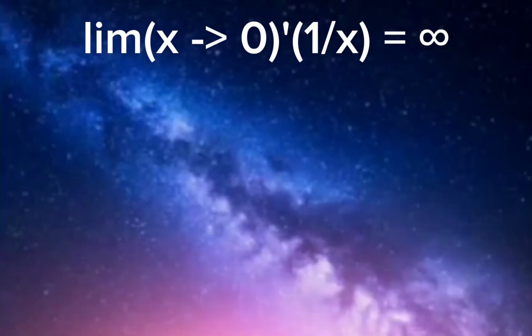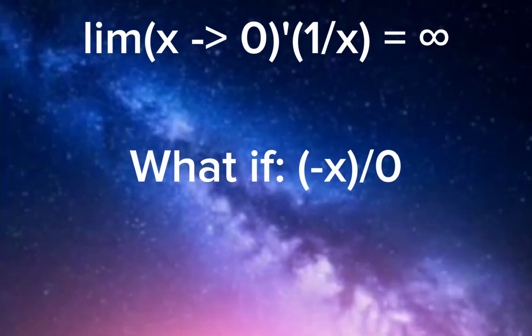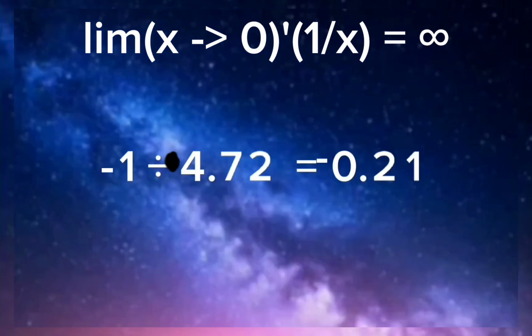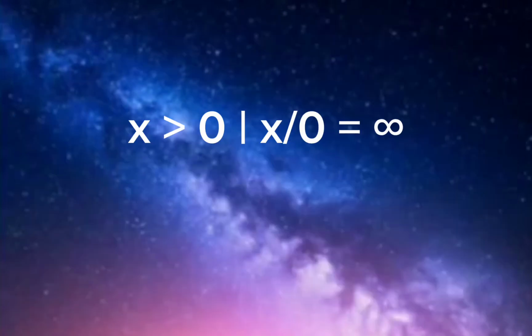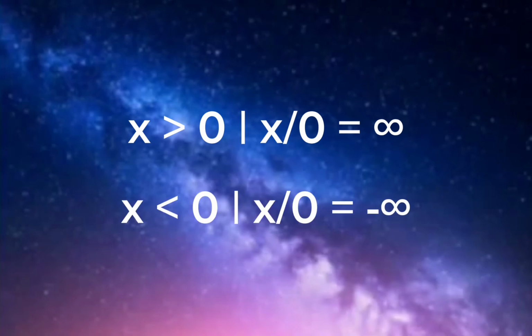But even this is not the full conclusion. What if the numerator was negative, like -1? If the numerator was negative, using limits will make the value negative infinity. So now we can make a general rule. For numerators greater than 0, the value goes to infinity. For numerators less than 0, the value goes to negative infinity. And for 0 itself, it is just any number, or possibly an indeterminate form.